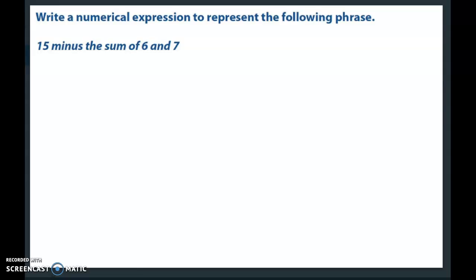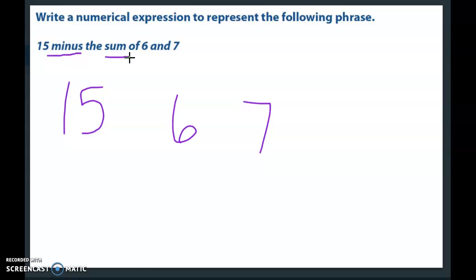15 minus the sum of 6 and 7. So we know the numbers we're going to have are 15, 6, and 7. So the numbers are easy, so that's an easy thing to determine first. What are your numbers you're going to be using? So now let's look at some of the key words. I'm looking at minus, and I'm looking at sum. Okay, so those are going to pinpoint what operation I'm going to be using.